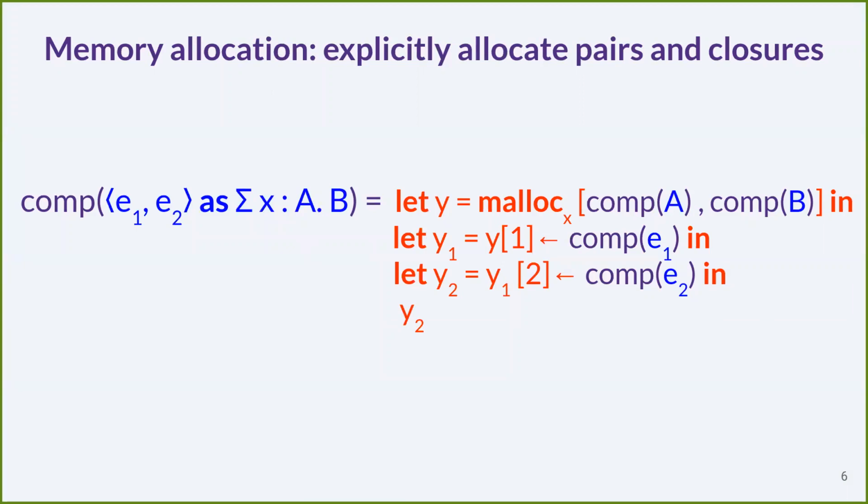This means that every time we see a pair E1, E2 with the following sigma type, we need to convert it to something as follows. First, we malloc some memory according to the types A and B. Then we sequentially assign each element in the allocated memory with the result of compiling E1 and E2. This means our dependently typed target language needs these constructs to allocate and initialize memory, and should enable this translation to be type preserving.